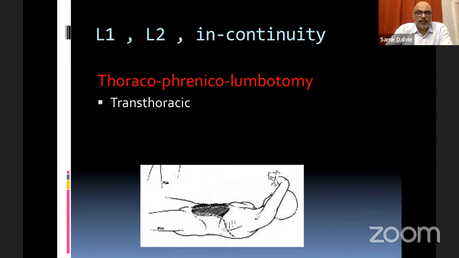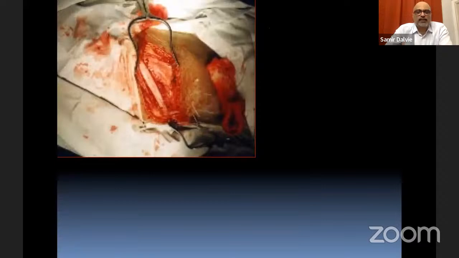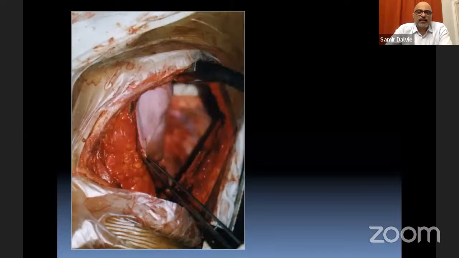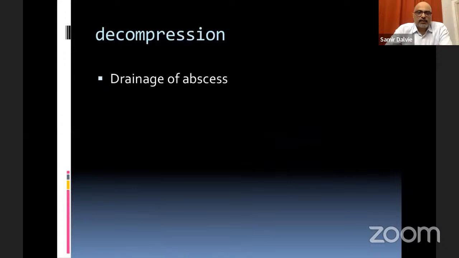Which is just to impress you all. But essentially the procedure is a transthoracic retroperitoneal approach, which is then connected by cutting the diaphragm, or a transdiaphragmatic approach. So we first do a transthoracic approach, we remove the rib, and this is the diaphragm. We peripherally cut the diaphragm all the way around to connect the lumbar and the thoracic spine. That's the chest retractor, that's the diaphragm, that's the peritoneum to go into the lumbar spine, and that's the approach for reaching anteriorly. I'll come later on to the modifications of that.